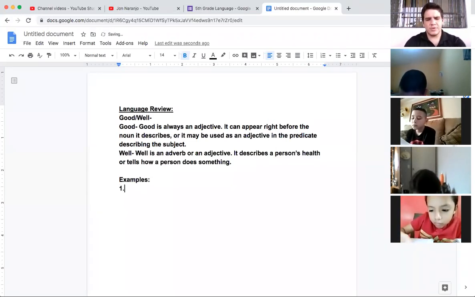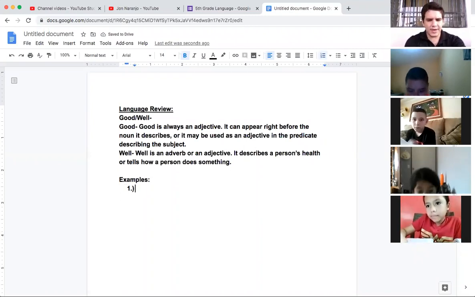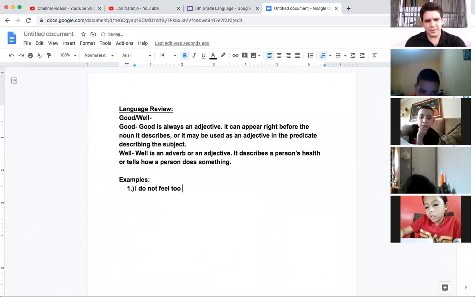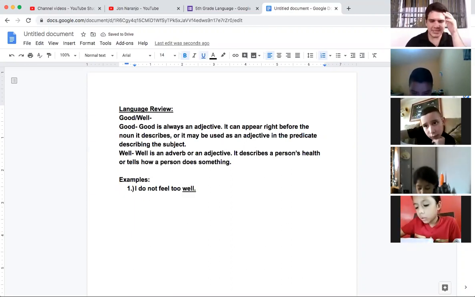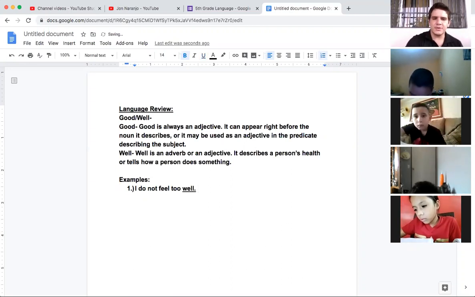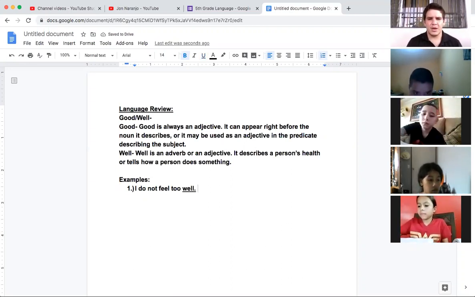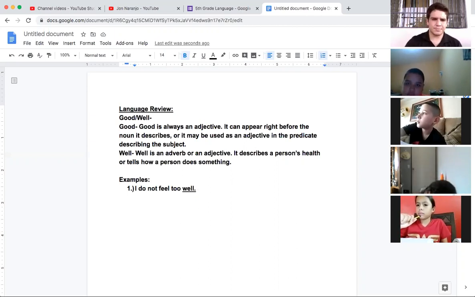So here's example number 1. I do not feel too well. All right, so in that sentence, well is being used as an adjective, or adverb actually, and it's describing a person's health. So I do not feel too well. I'm not feeling good. So if I feel sick, if I'm talking about my health, I'll use well. I don't feel well.